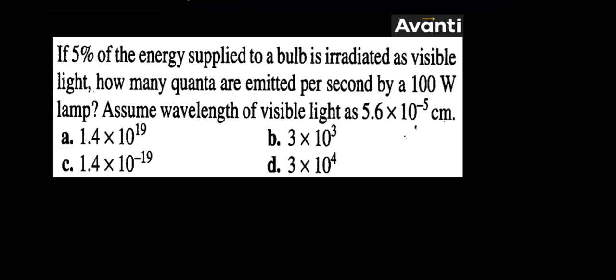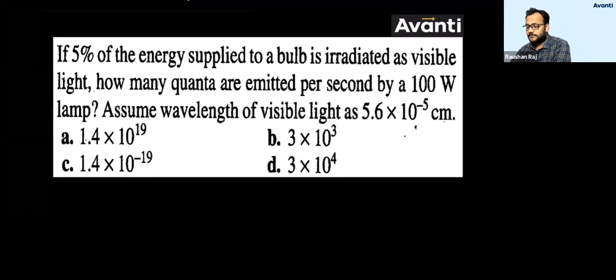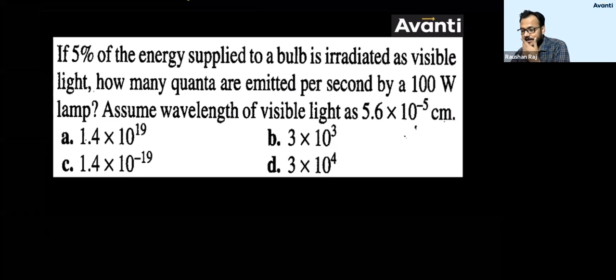Chalo, so let us get the correct answer then. Yeah, I think you're correct, Pratish. No problem. I think you're correct only. So 5% of energy supplied to a bulb is irradiated as visible light. Let me end the poll. 47 of you have already answered. How many quanta are emitted per second by a 100 watt lamp?